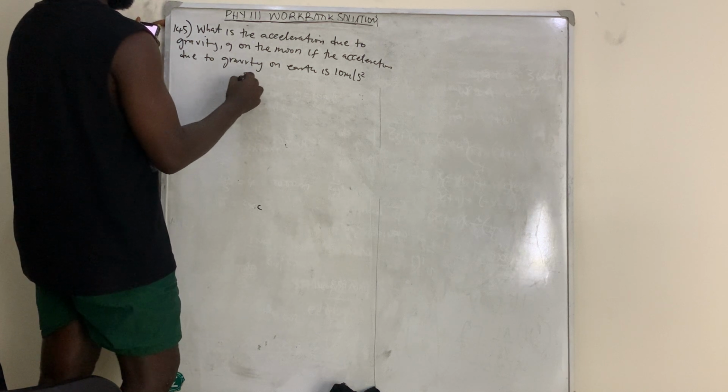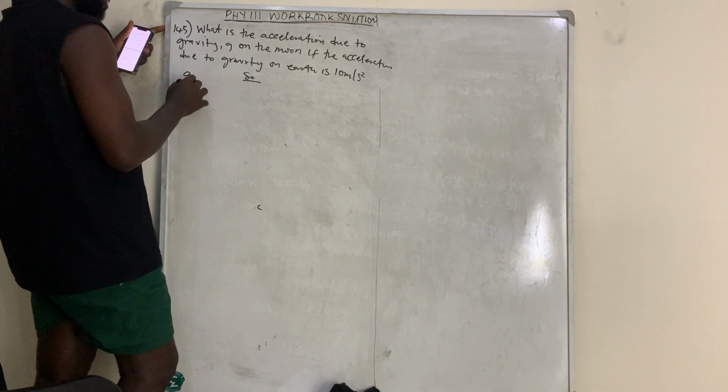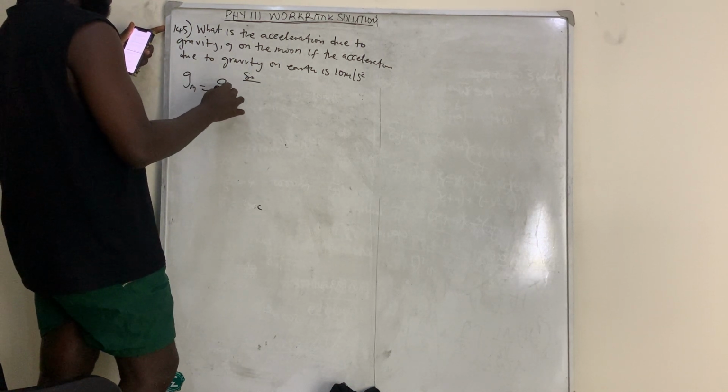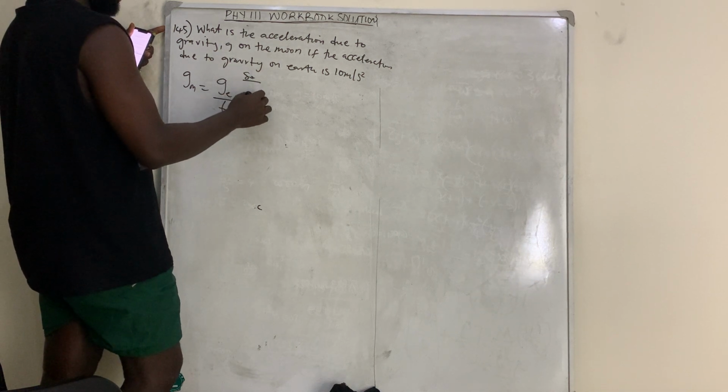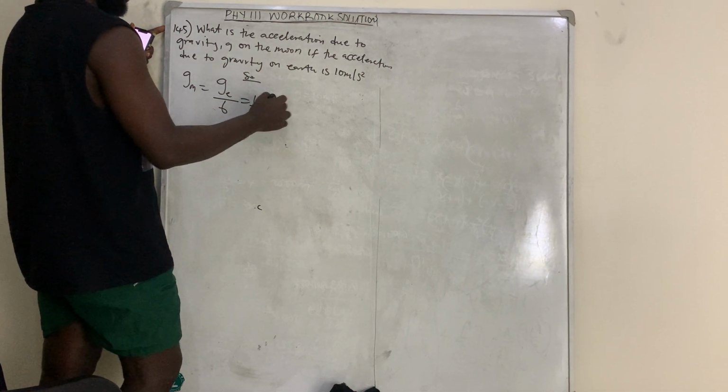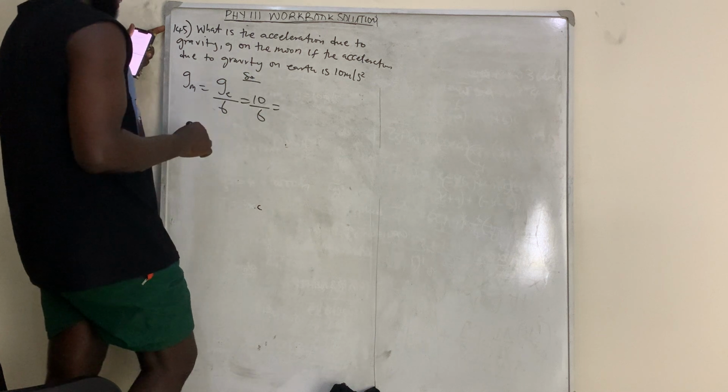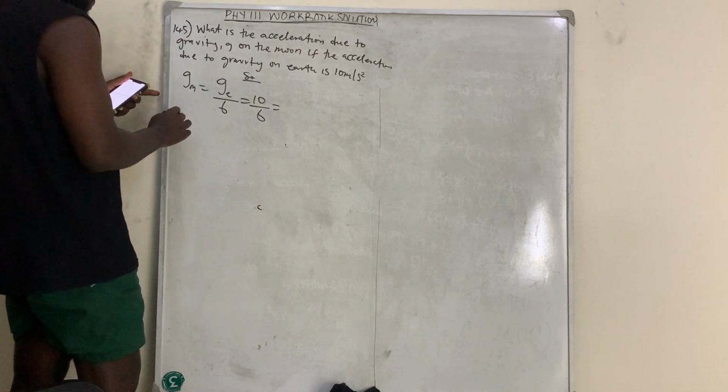Now, solution. Acceleration due to gravity on the moon is simply acceleration due to gravity on the Earth divided by 6. Very simple. So 10 divided by 6, you have what? Divide it and get your last answer in the same meter per second square.